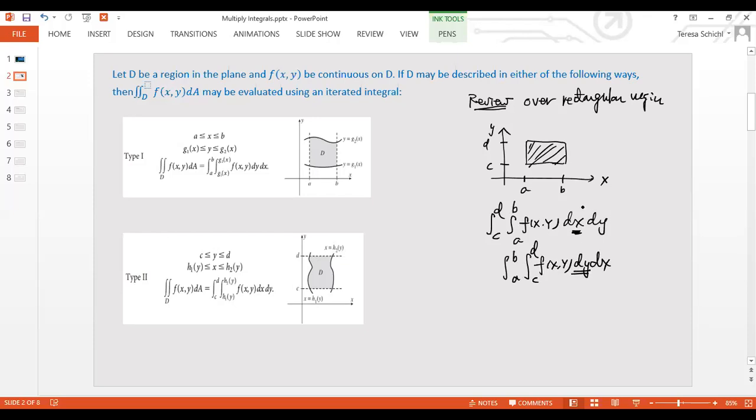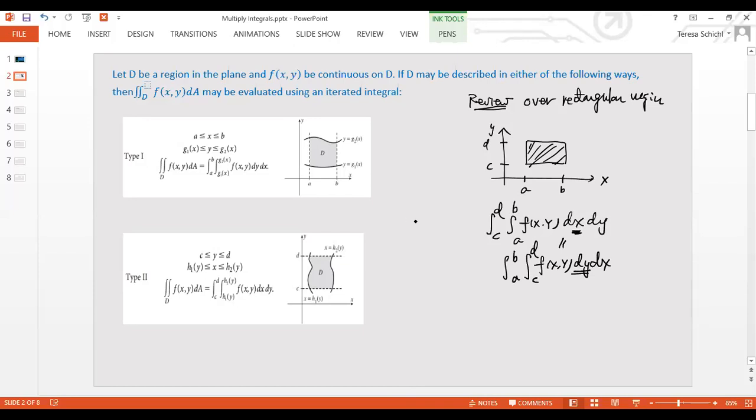Also, by Fubini's theorem, if f of x y is continuous, you can switch the order of dx and dy. This switched order is going to be pretty handy and very helpful when our integration region is not as nice as a rectangular region.